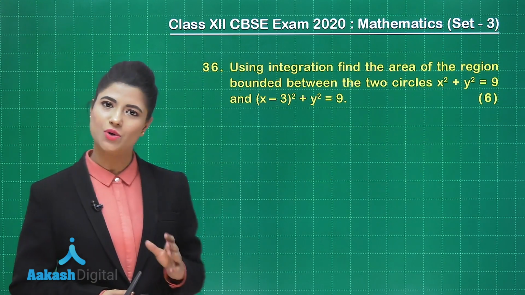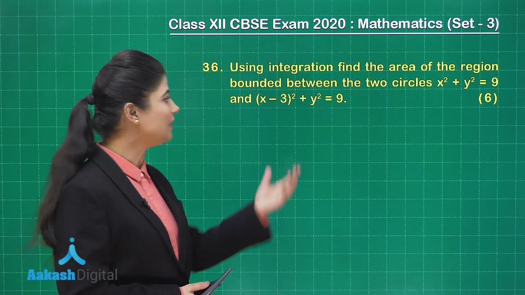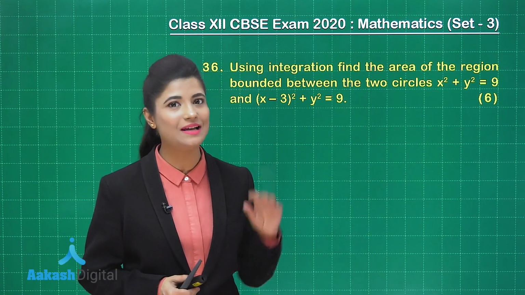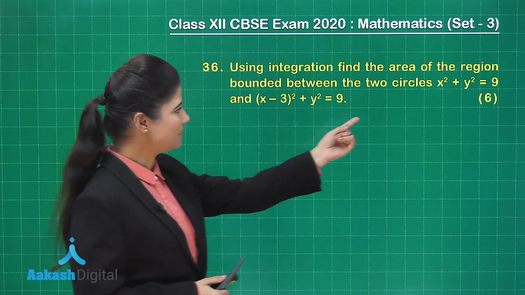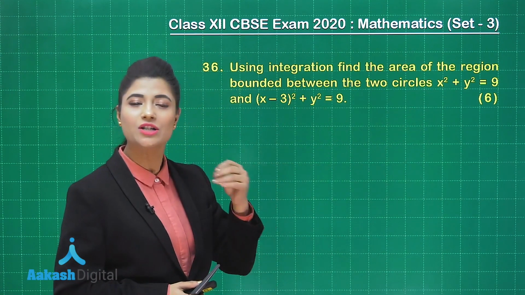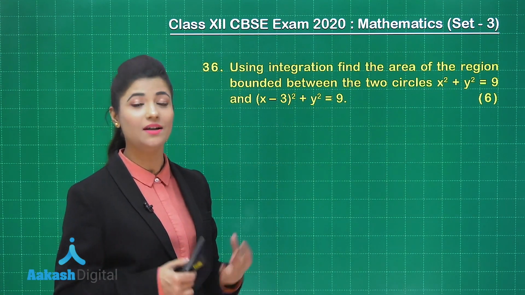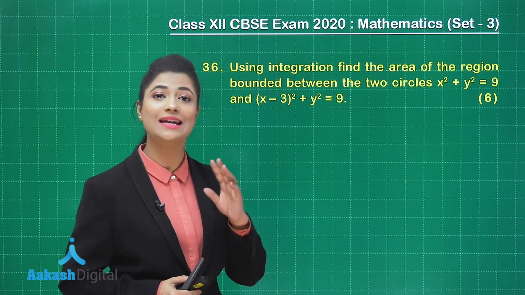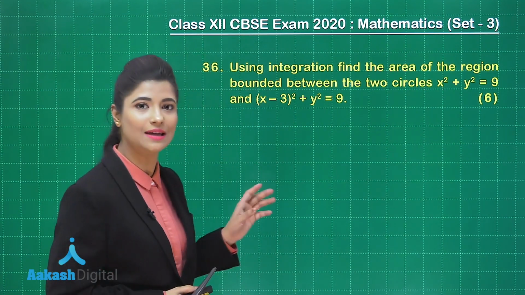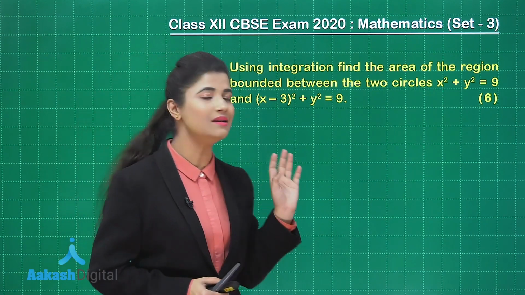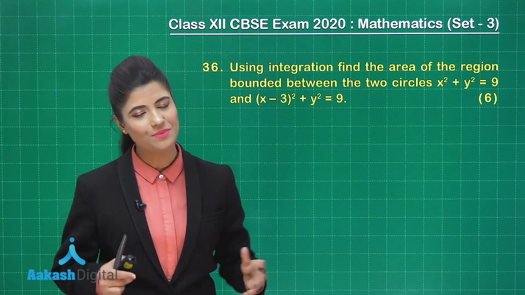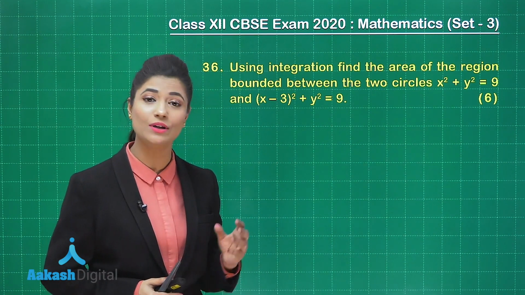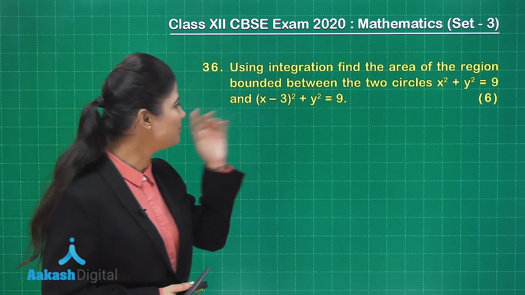In this choice, as we are talking about the area of the region bounded between these two circles, this is a very basic question related to the chapter of application of integrals. In this circle, you can clearly see we have the equation x square plus y square equal to 9, where 9 clearly represents 3 square. So this represents a circle having center at origin and radius 3 units. Talking about the second circle, this is x minus 3 whole square plus y square equal to 9. So this represents a circle having center at (3, 0) and the same radius of 3 units.